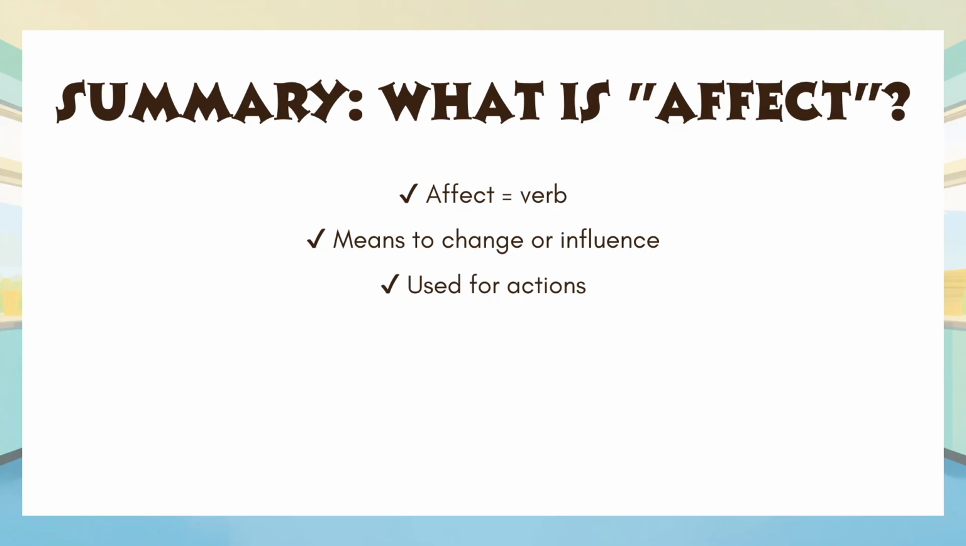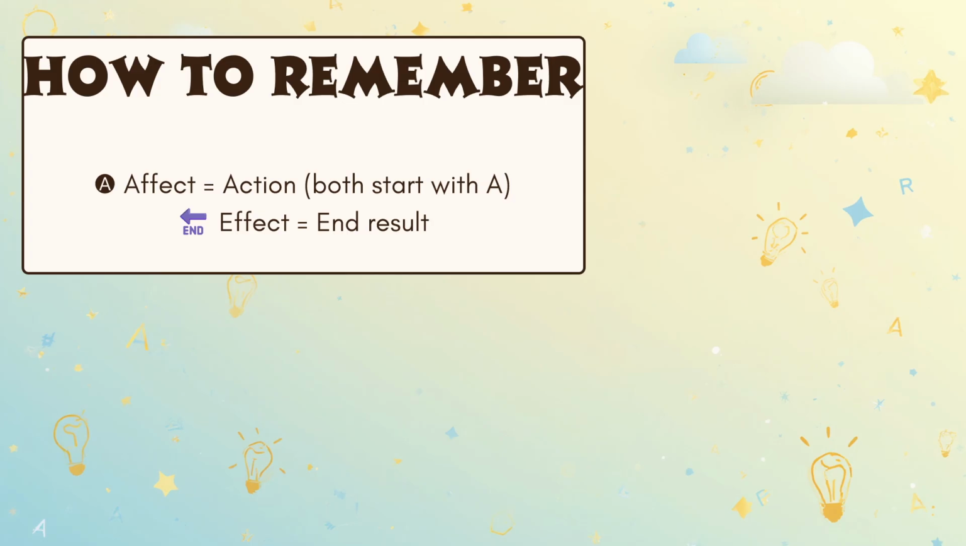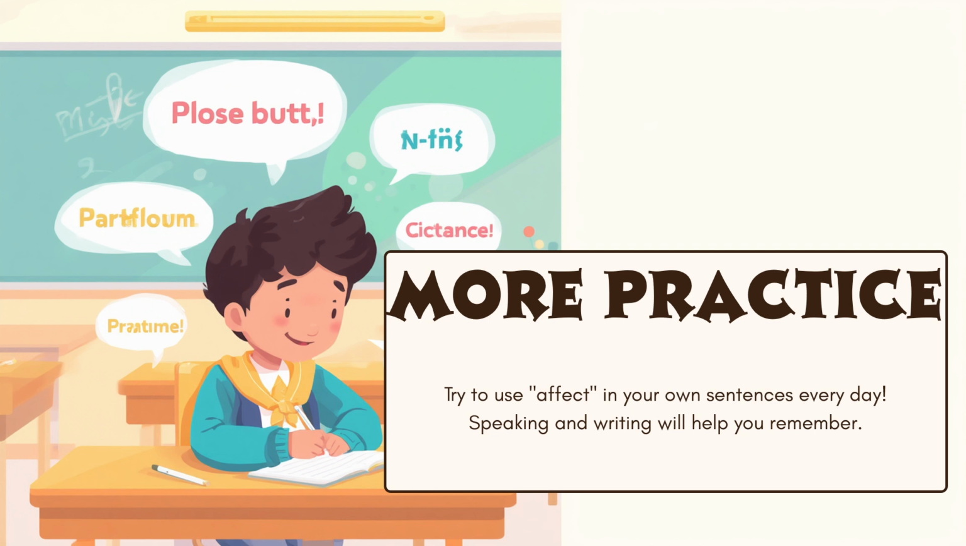Let's summarize what we learned. Affect is a verb. It means to change or influence. We use it for actions. How can you remember this? Affect means action. Both start with A, effect is the end result. It is a noun. Keep practicing. Try to use affect in your own sentences. The more you practice, the better you will understand.